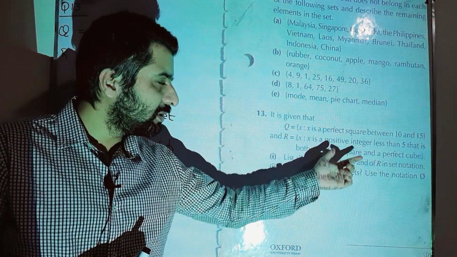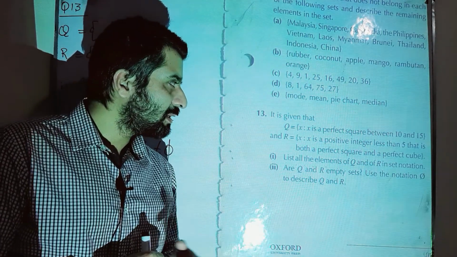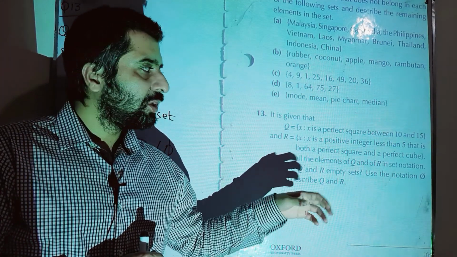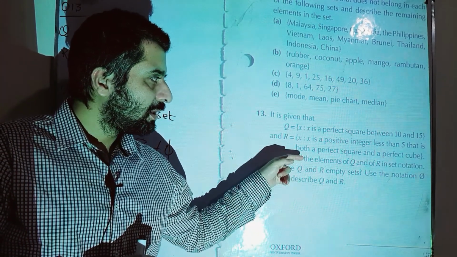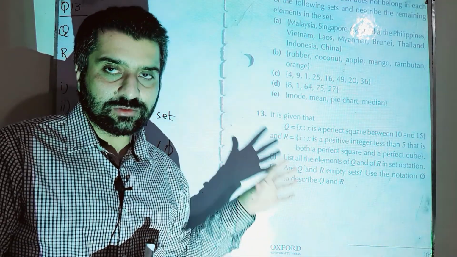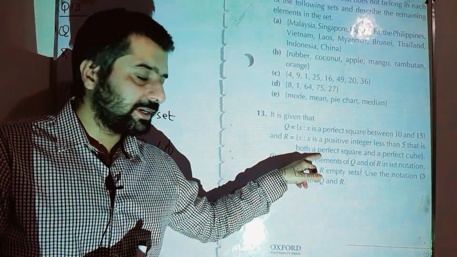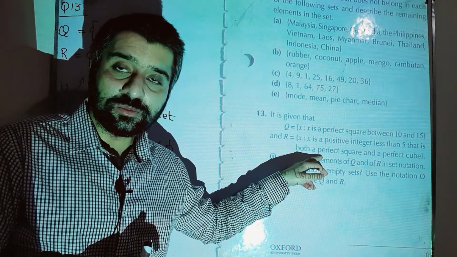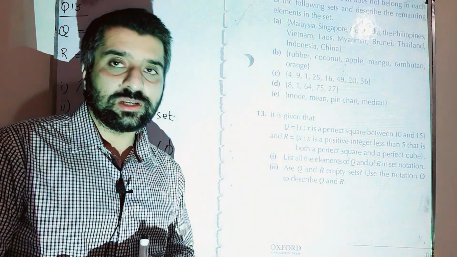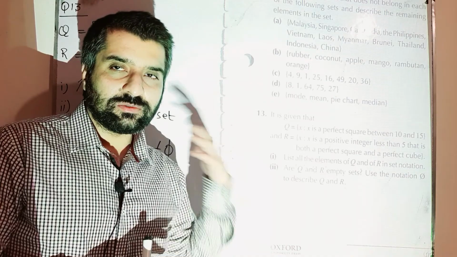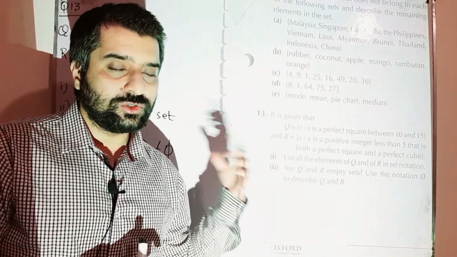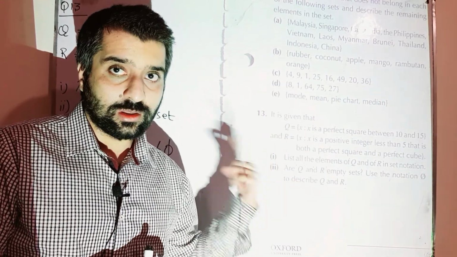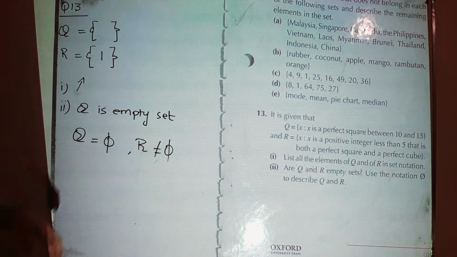Whereas R is X is a positive integer less than 5, right? It may be 4, 3, 2, 1. Now that positive integer less than 5 should be a perfect square as well as a perfect cube. 4 is a perfect square, not a perfect cube. 3, neither of them. 2, no. 1. 1 is a perfect square as well as a perfect cube.